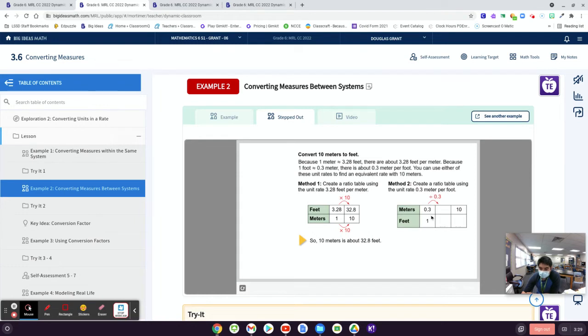You could do it this way as well. There's 0.3 meters in 1 foot. And so, well, you have to get to 10 somehow. So they first divide by 0.3, and then they multiply by 10 to get to 10 divided by 0.3, which is approximately 33.33 feet. They're pretty close to each other.